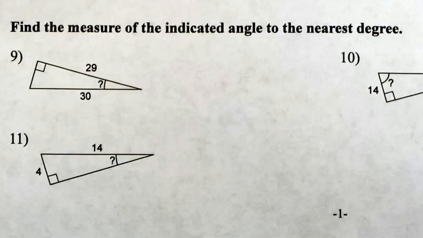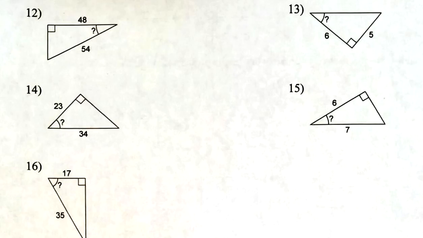It's been a while since we found some missing angles, so I wanted to give you quite a few of these. There's 9, 10, 11 on page 1, and on page 2 there's 12 through 16. And these are all pretty much the same exact type of problem. We're asked to find a missing angle when we're given a right triangle and some of the information, either a couple of the legs or a leg and a hypotenuse.